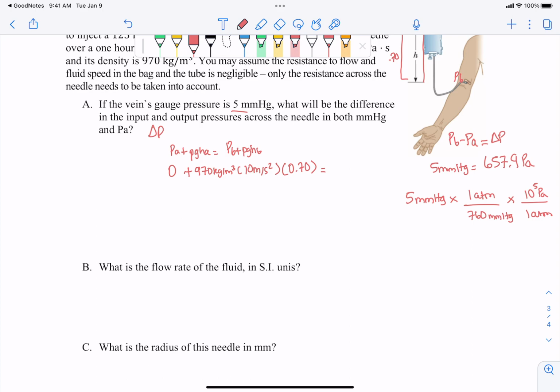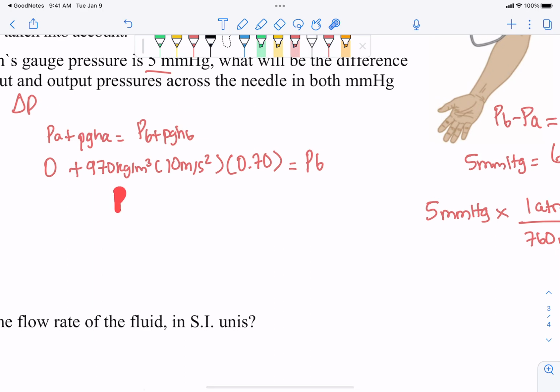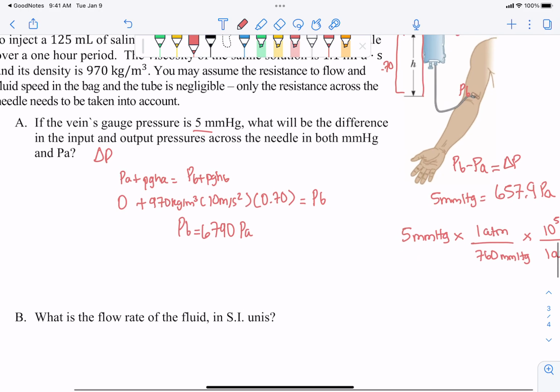Let me read this one more time because I think I'm missing something. But yeah, 657.9 is 100% correct. I just want to make sure. If we carry this out, we have PB plus rho g hB, and hB we said was 0, so this whole term will cancel out. We'll just be left with PB. If we take 970 times 10 times 0.70, that should give you 6,790 for PB. So 6,790.